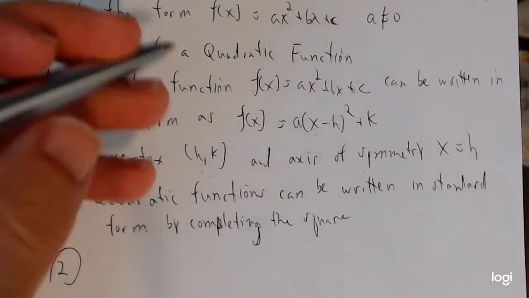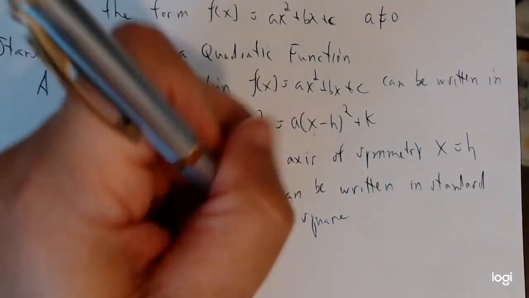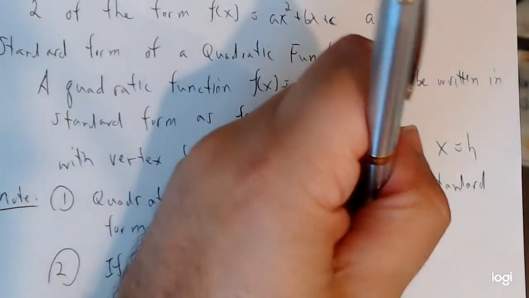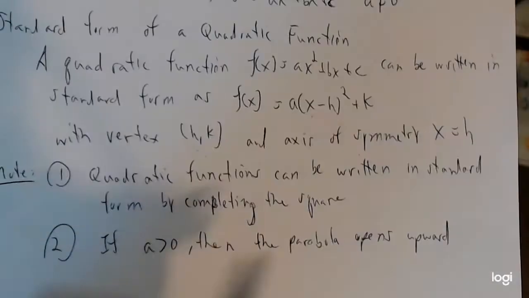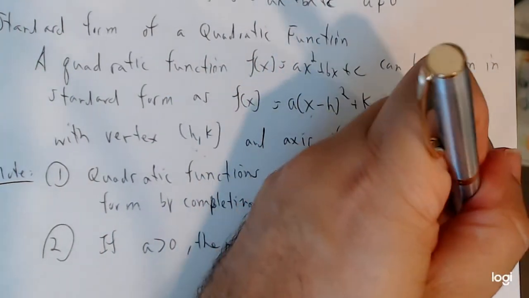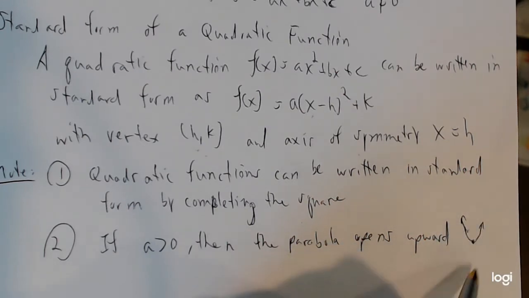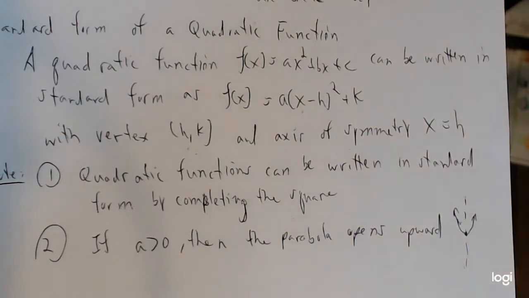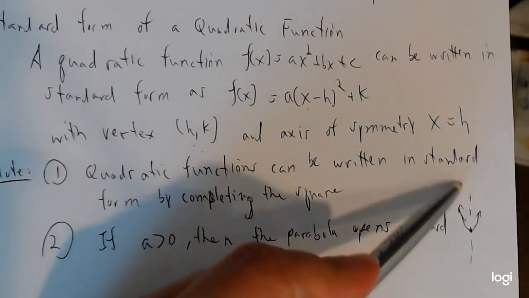Now, the second comment has to do with the value of a here. If a is greater than 0, then the parabola opens upward. It's going to look like this. The vertex is the point at which the parabola changes direction, like going down then up. And notice how the axis of symmetry cuts this in half and goes through the vertex.